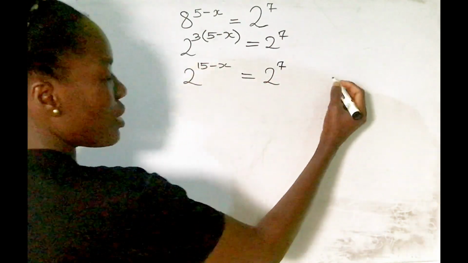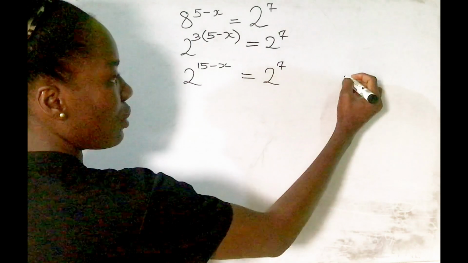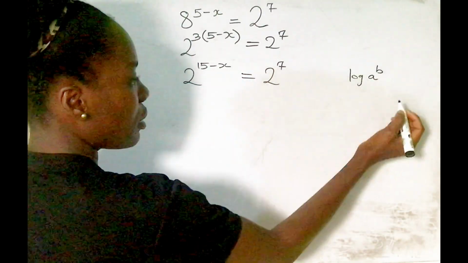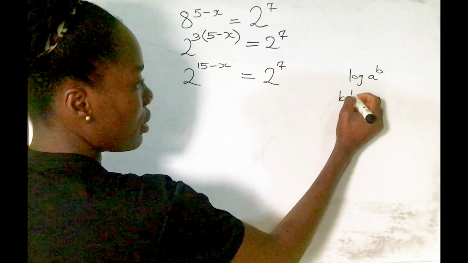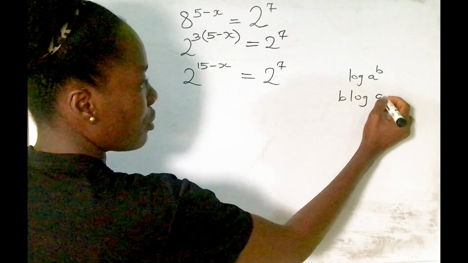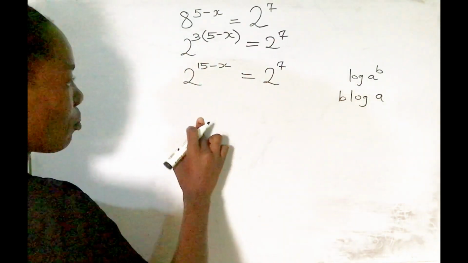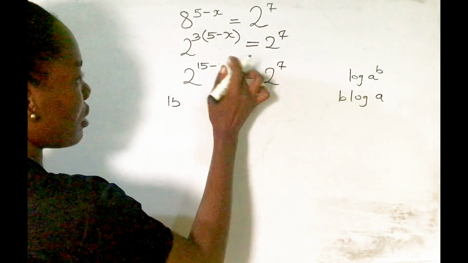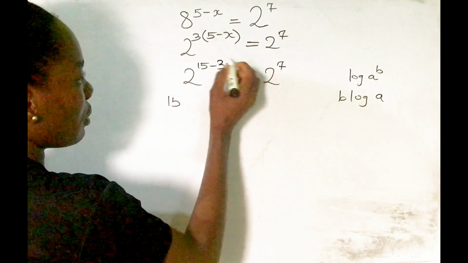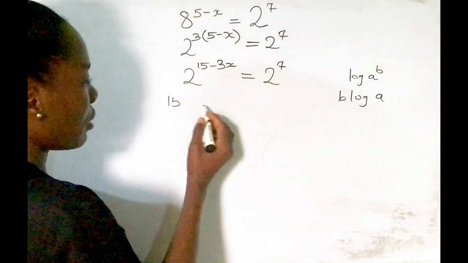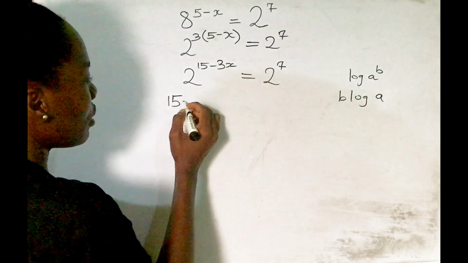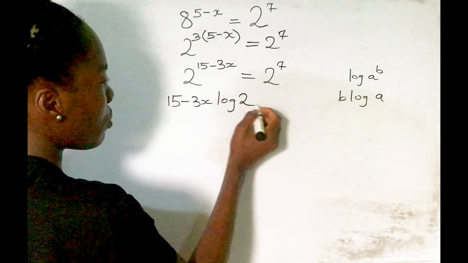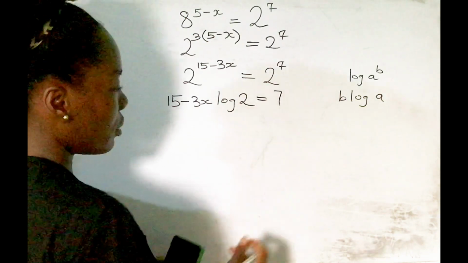Now, this law of logarithm where you have log a raised to power b, it becomes b log a. So we're going to be applying this law here. Now, we can now say 15, okay, this should be 3x, my bad, because 3 times x is 3x. Now, you have 15 minus 3x log 2 is equal to 7 log 2.